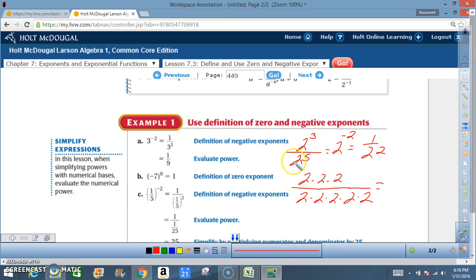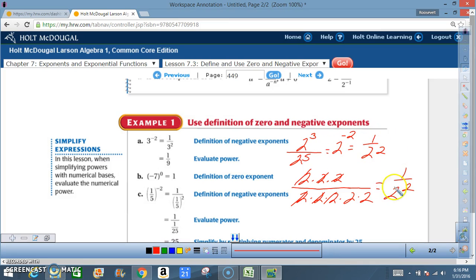2 to the third power can be written as 2 times 2 times 2. 2 to the fifth power can be written as 2 times 2 times 2 times 2 times 2. Now, we're going to cancel out what they have in common. So that's gone, that's gone, that's gone, that's gone, that's gone, and that's gone. So I'm left with 1 over 2 to the second power. See that? That's what we got right there.